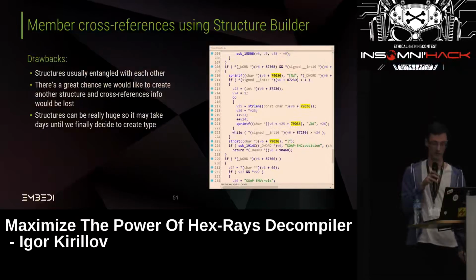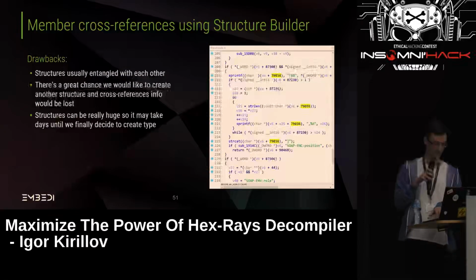Unfortunately, my plugin allows reconstruction only of one structure at a time. And if we start reconstructing another, information about cross-references will be lost. I didn't want to support reconstruction of several structures simultaneously because it makes the plugin and work with it overcomplicated. Luckily, I had another bright idea.